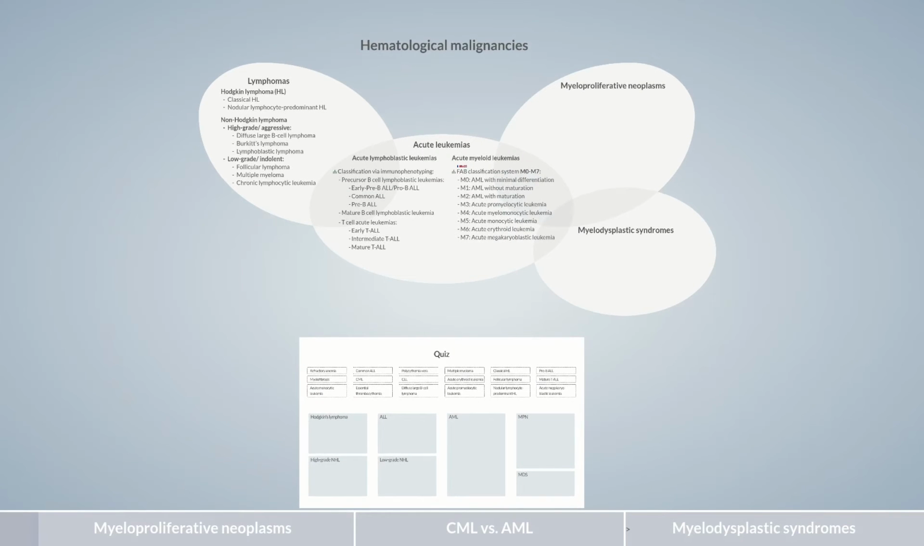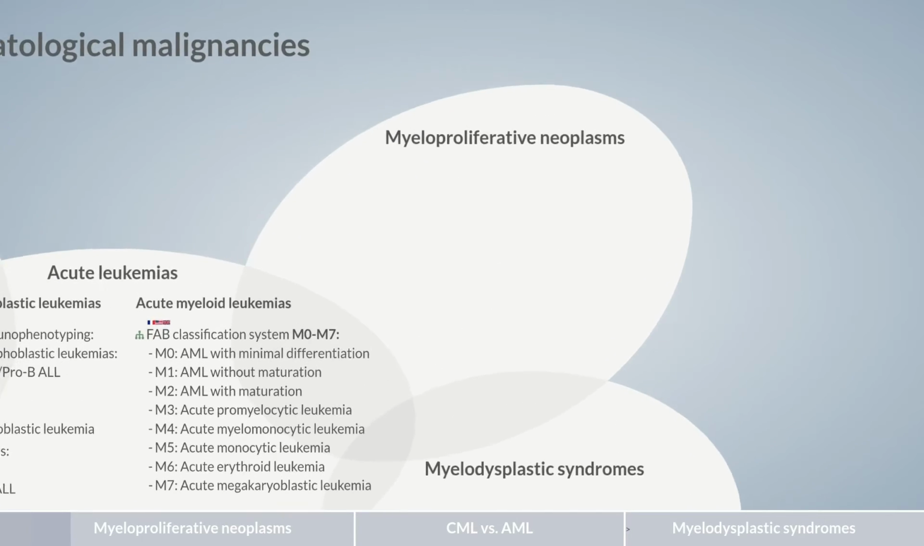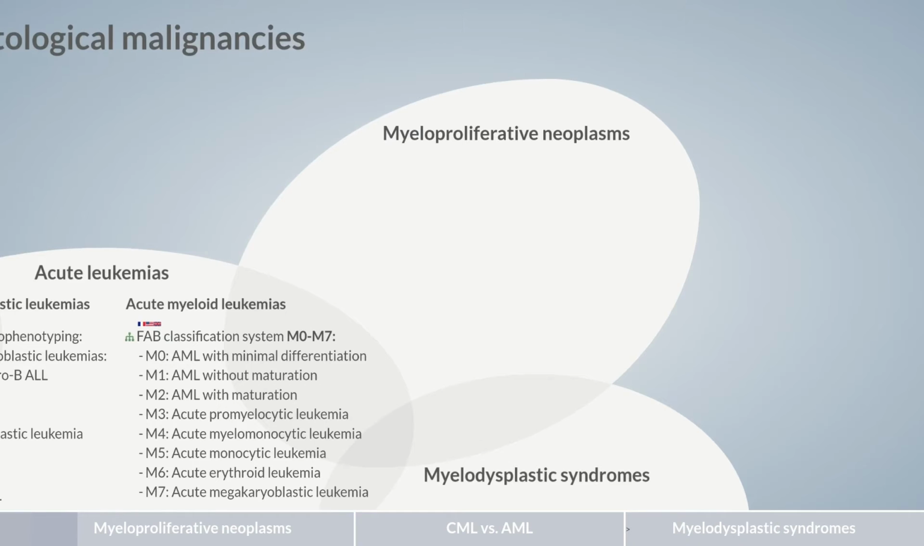Hematological malignancies. Now, onto the myeloid stem cell disorders. Let's start with the myeloproliferative neoplasms. Myeloproliferative neoplasms are characterized by an increased proliferation of myeloid stem cells. Differentiation into mature cells is usually preserved.